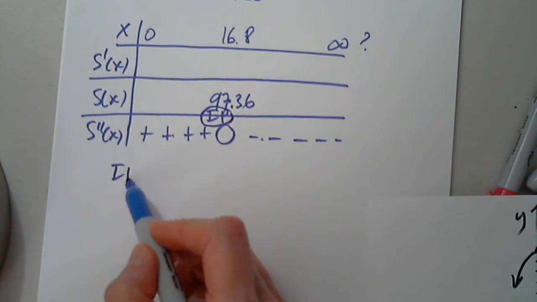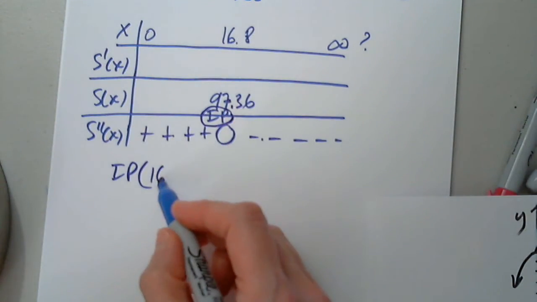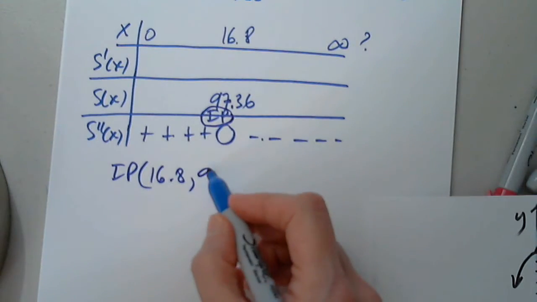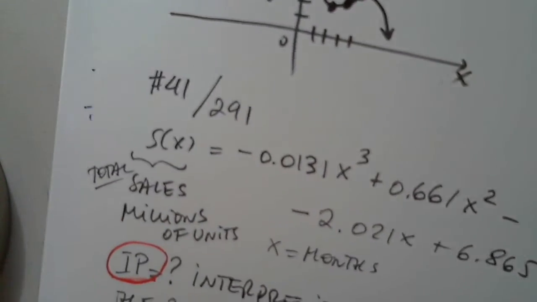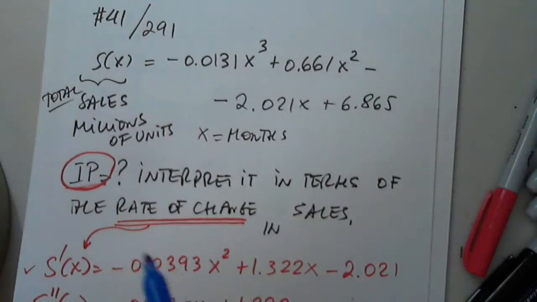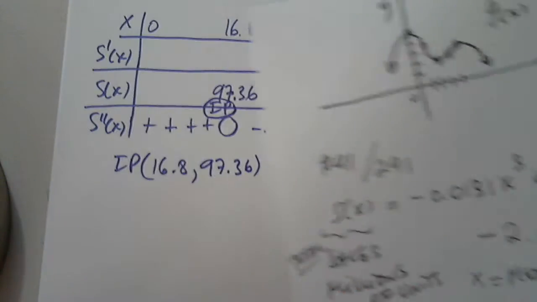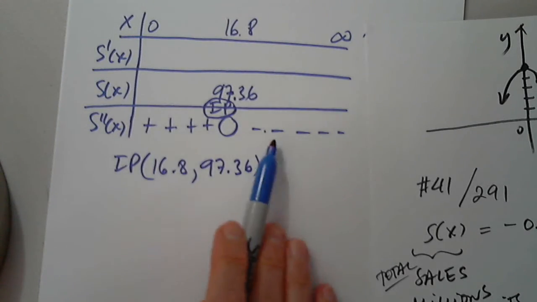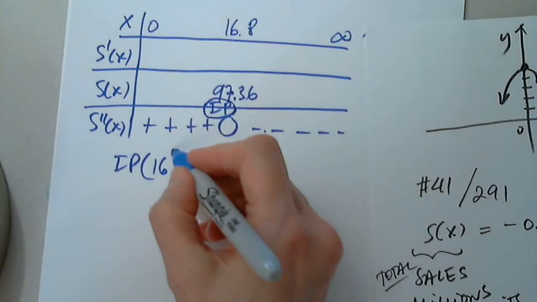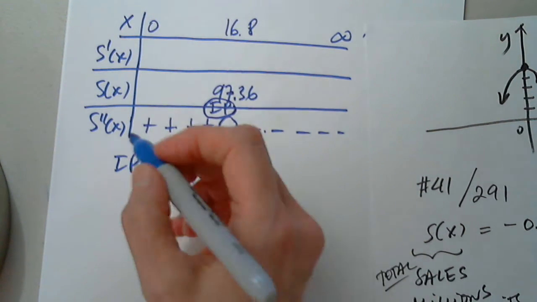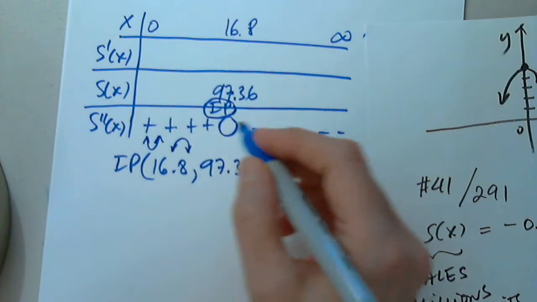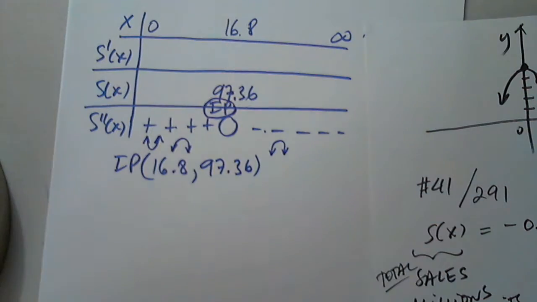What is the inflection point again? 16.8, comma, 97.36. Okay, so we found the inflection point. It is an inflection point because the second derivative changes sign. So the function here opens downward, or opens upward or holds water. It does not hold water, or opens downward.